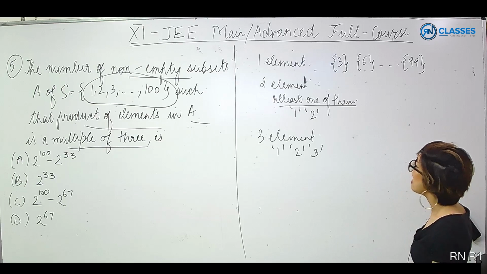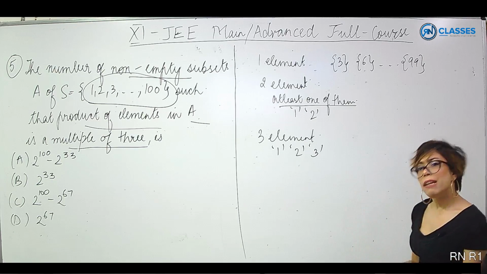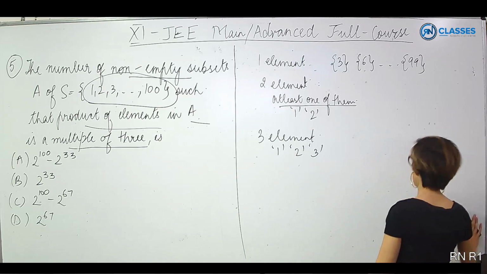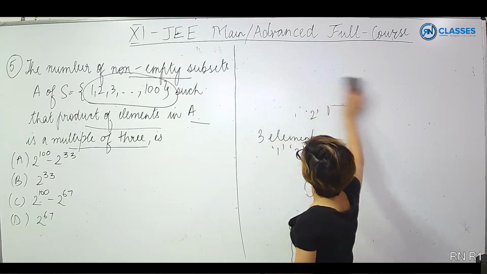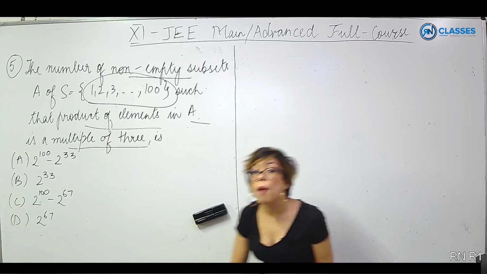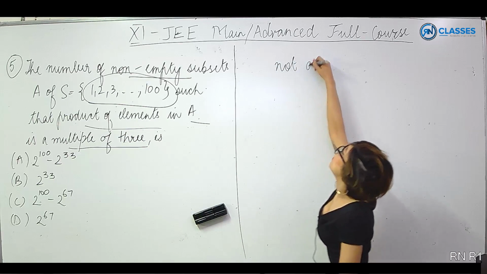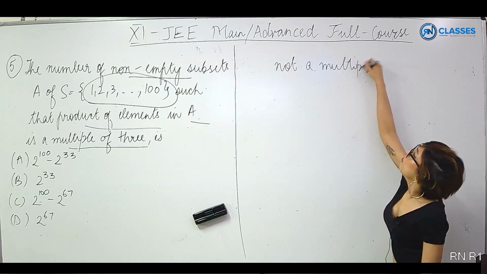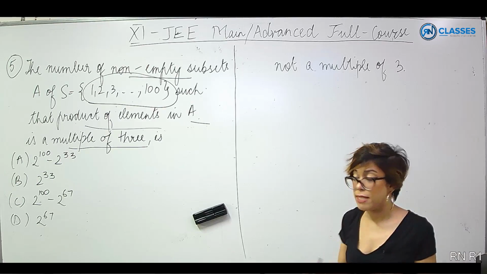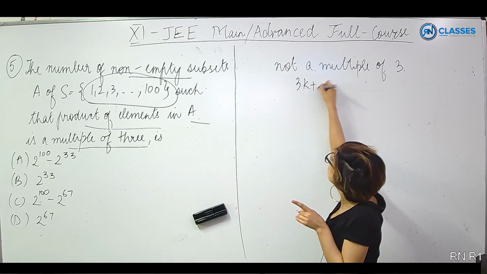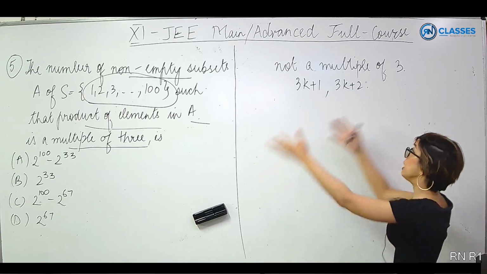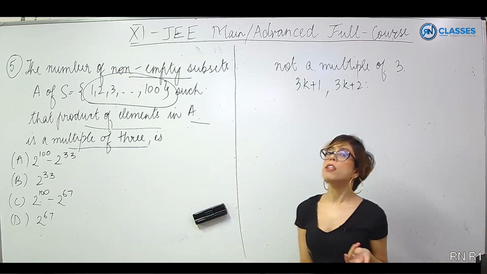Now the thing is, "at least one" will be easier if I calculate the complementary part. Let me talk about the complementary cases. That means the product of elements is not a multiple of 3. That means the elements that I have to take in my subset have to be of the form 3k plus 1 or 3k plus 2. If I can subtract all of these subsets from the total number, I think my answer will be there.